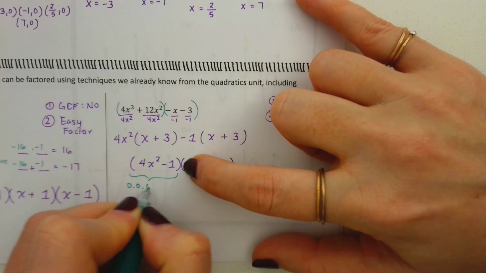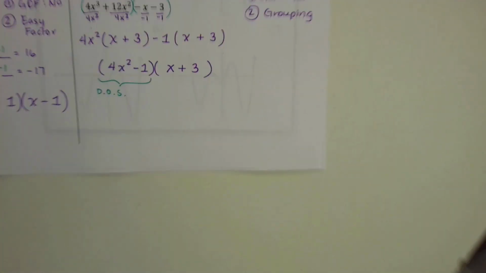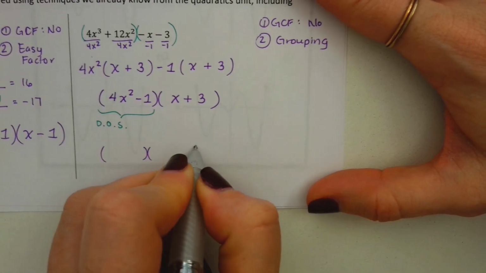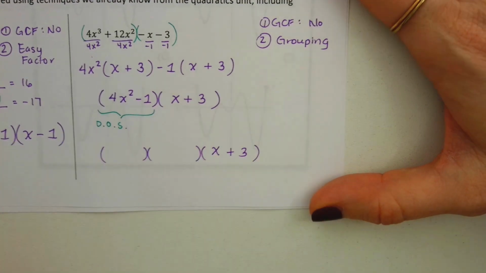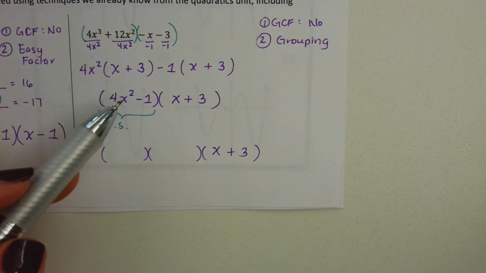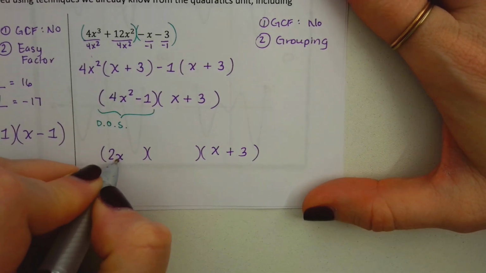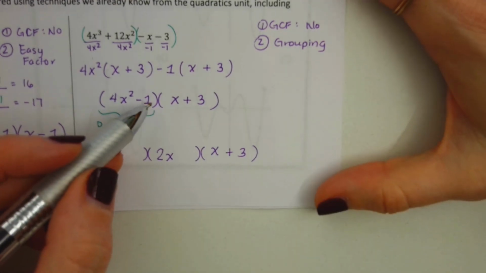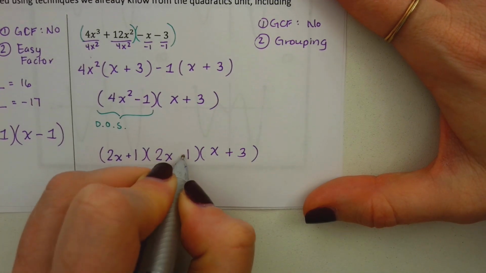Difference of squares. How many parentheses does a difference of squares create? 2. So this one is going to split into 2 parentheses. And then I'll just bring down my x plus 3. The first term on each, what's going to be the square root of 4x squared? 2x. So each one gets a 2x. And then the back term is going to be, what's the square root of 1? 1. And what do we do with our signs? Flip-flop them. 1 plus 1 minus.